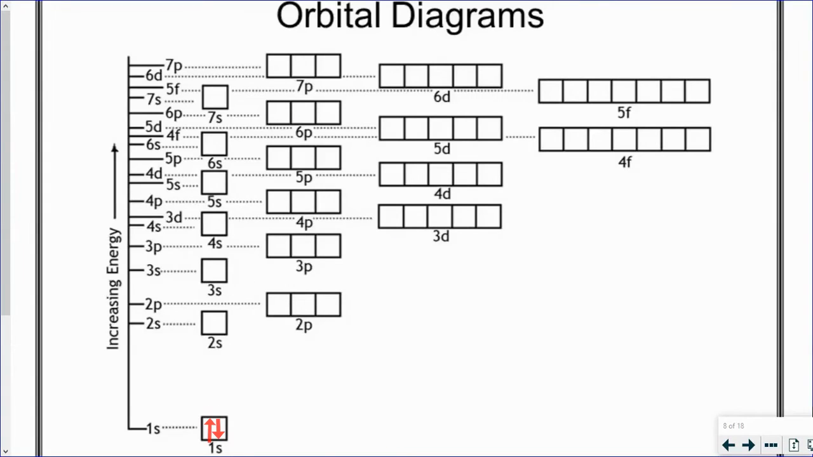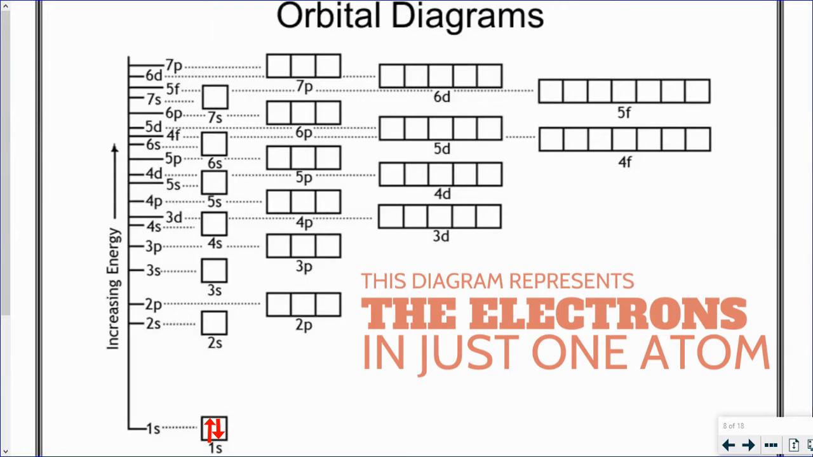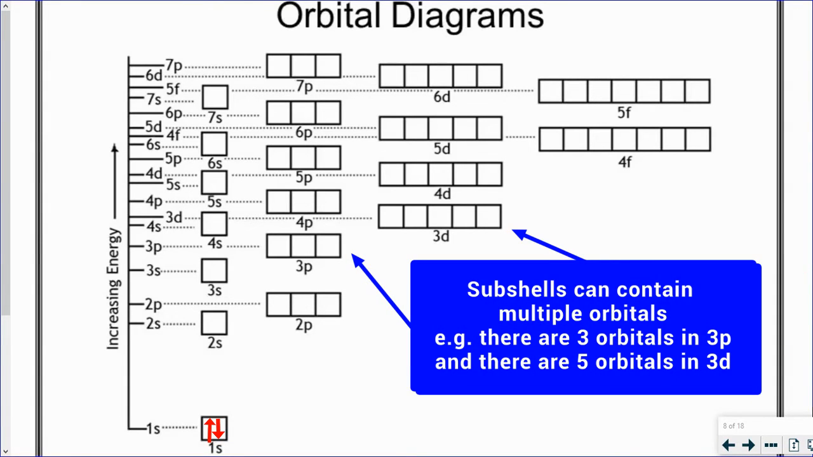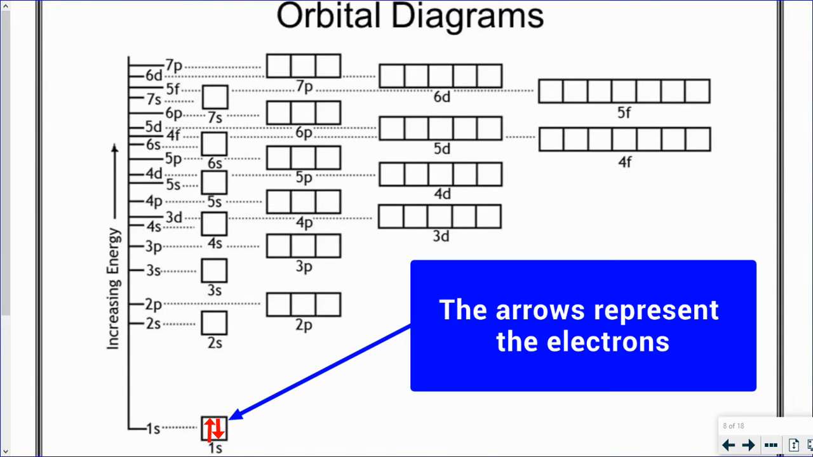Now, we will start talking about orbital diagrams. This is a pictorial way of representing the electrons inside one atom. So when we draw orbital diagrams, what we do is we arrange boxes that represent the orbitals inside that atom. And then we draw arrows inside each of the boxes to represent the electrons. One arrow equals one electron.